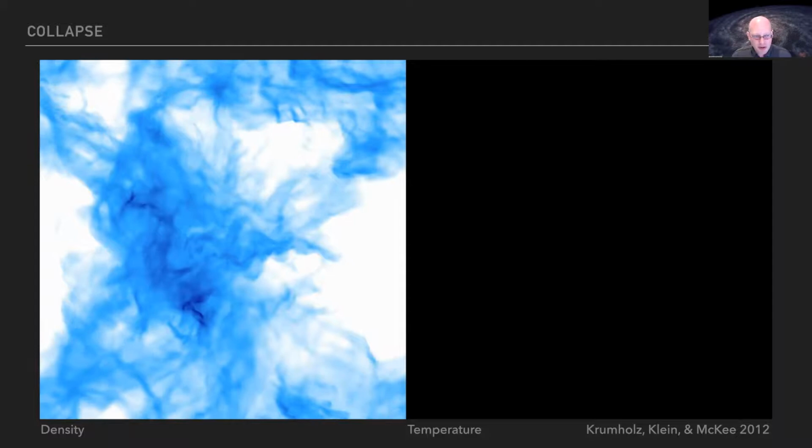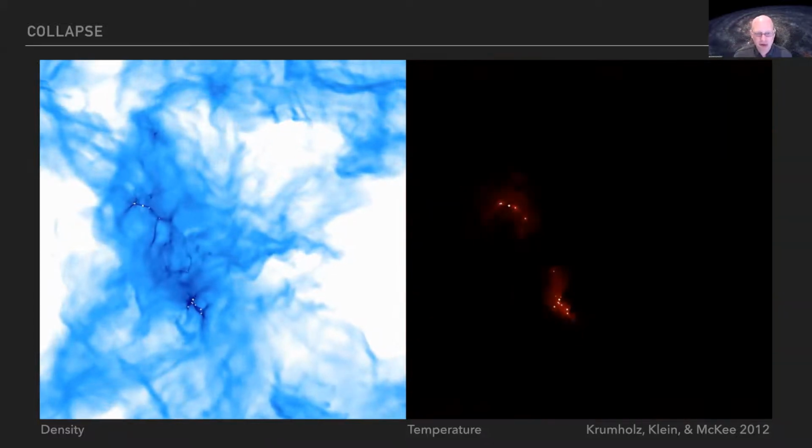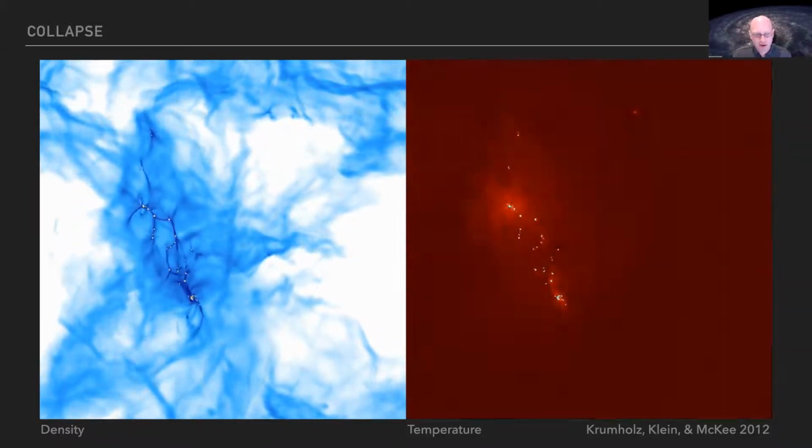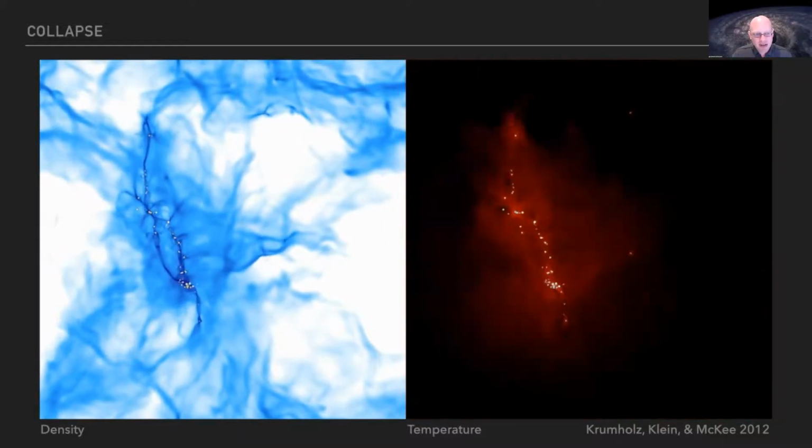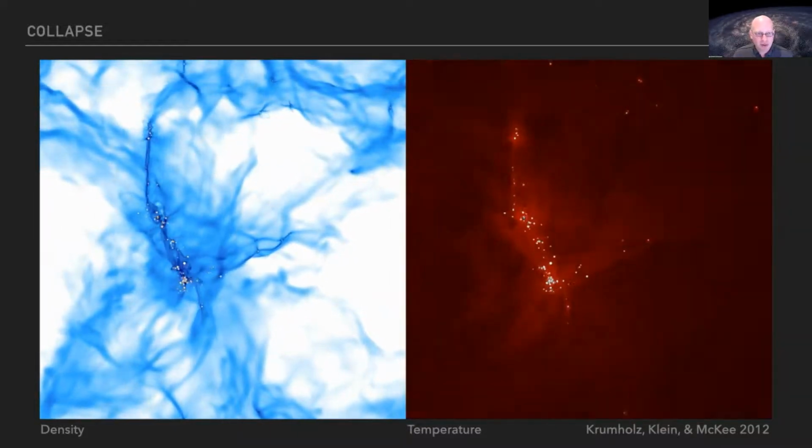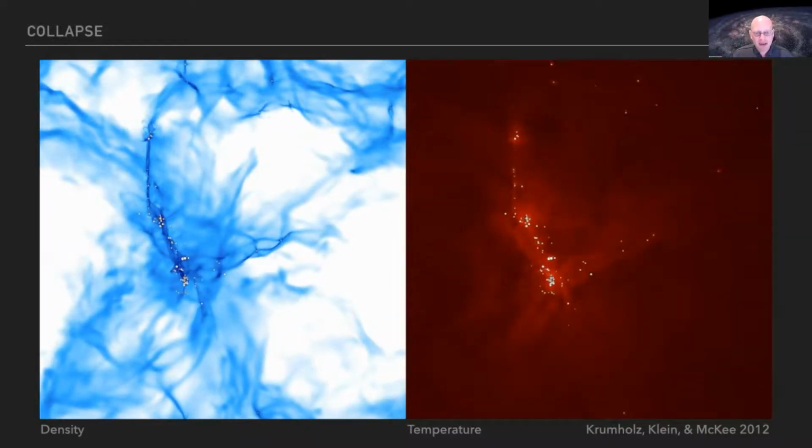So here's a movie of what this might look like. On the left, I'm showing you density, and on the right, I'm showing you temperature. And each of these dots you're seeing is a protostar that's forming. So we have turbulent gas, it begins to collapse, and we get a cluster of stars.